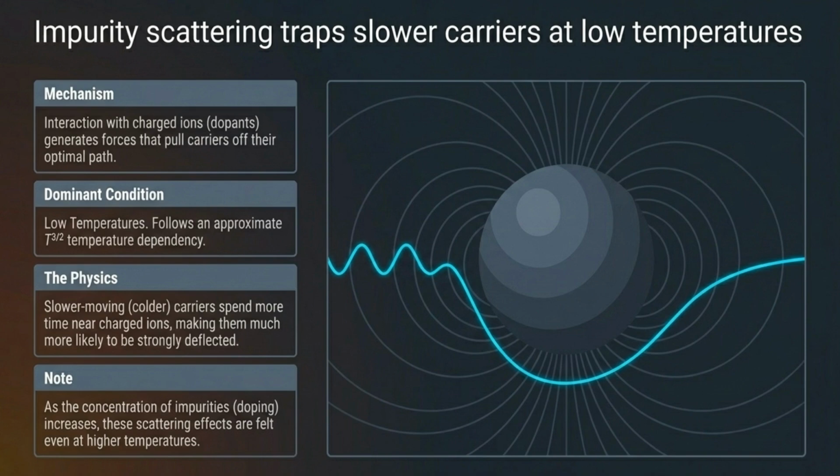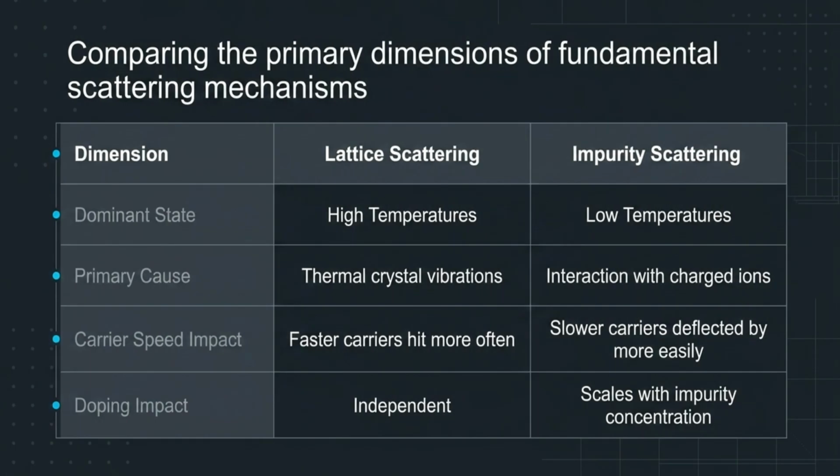Slower-moving carriers spend more time near charged ions and are more likely to be deflected. Lattice scattering dominates at high temperatures and is caused by thermal crystal vibrations. Impurity scattering dominates at low temperatures, is caused by charged ions, and scales with impurity concentration.